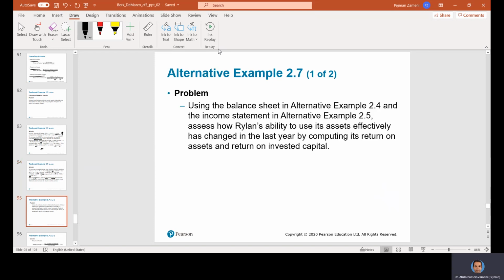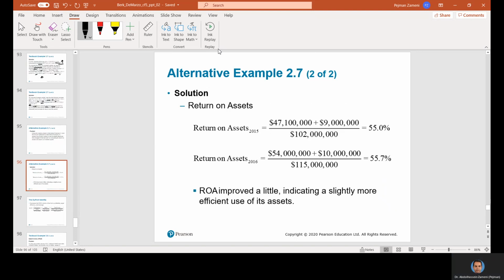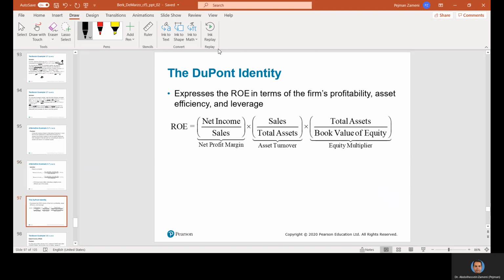Okay, there is a question. Please do it by yourself at home. The DuPont identity expresses the return on equity in terms of the firm's profitability, asset efficiency, and leverage.